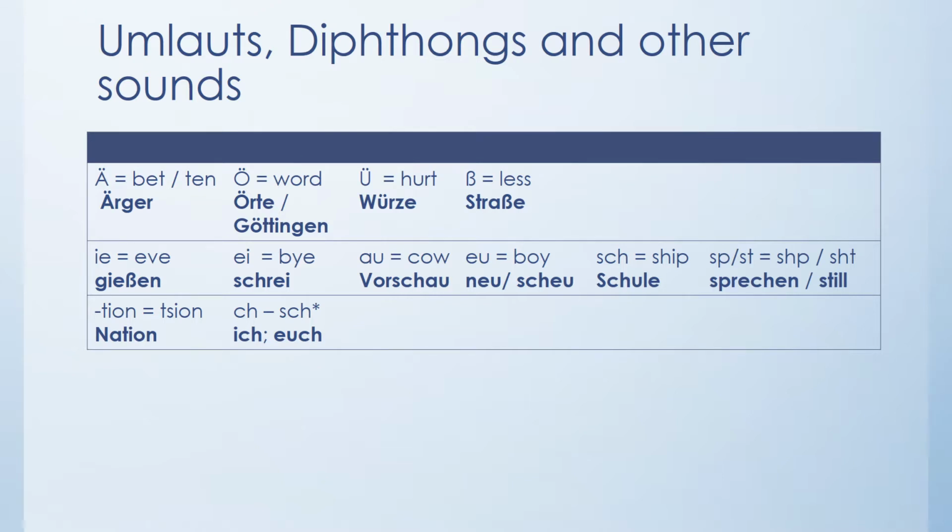The O sound is a little tricky. It's so tricky, but it's like the O in word. So you'd say Goethe or Göttingen. That's how it's pronounced. And then the Ü sound sounds like the U in hurt, but yeah, it's a little tricky too. So you'd say Würze. You wouldn't say Wurze, but you'd say Würze, Würde. Then the ß, which is like a long S sound, it's a double S.